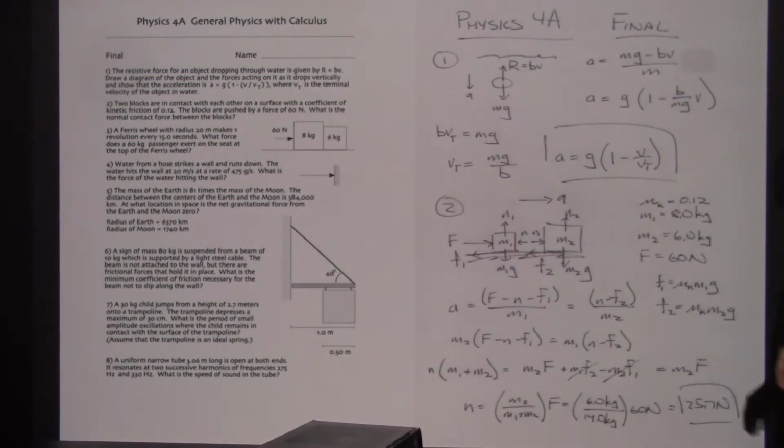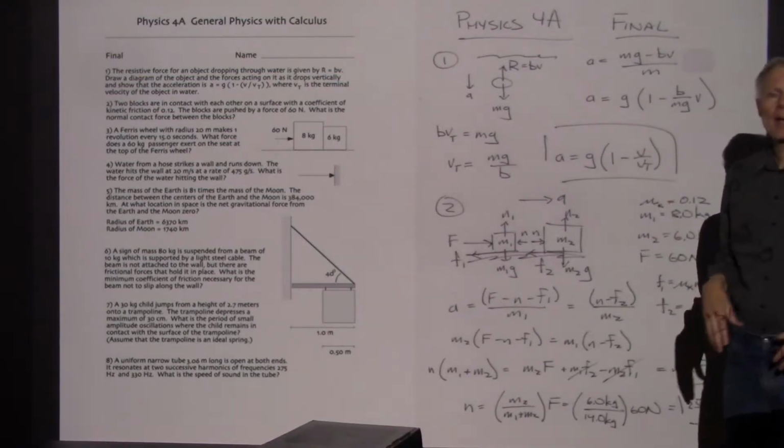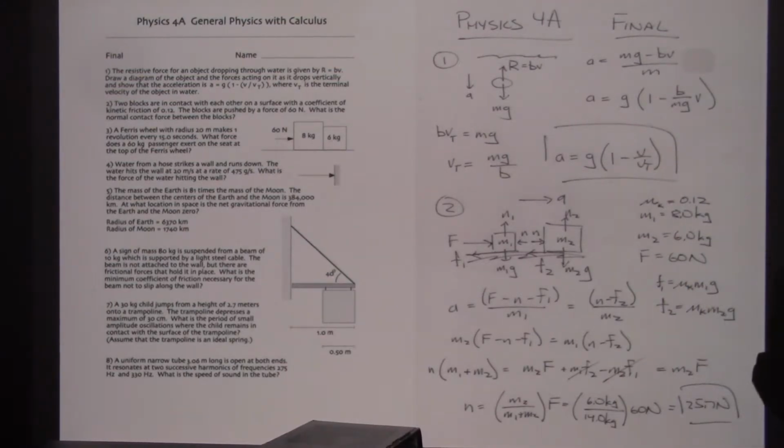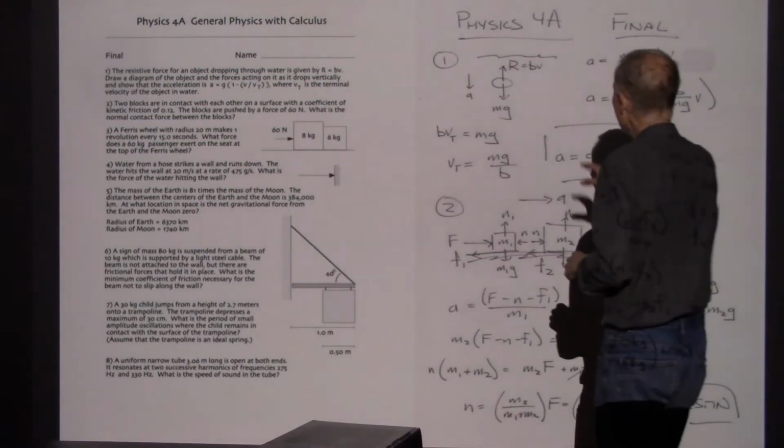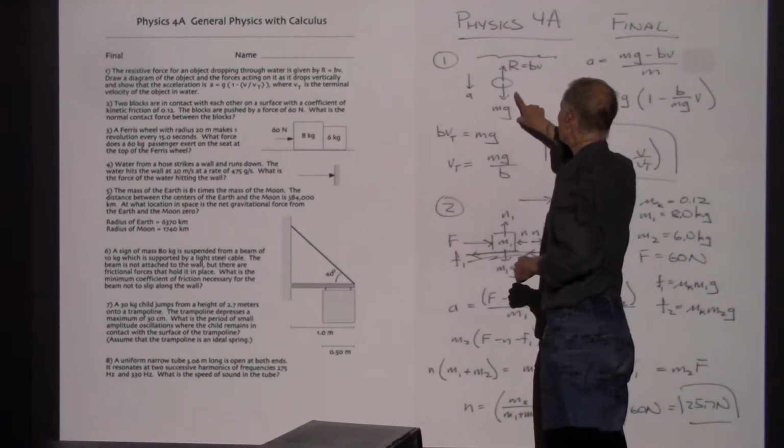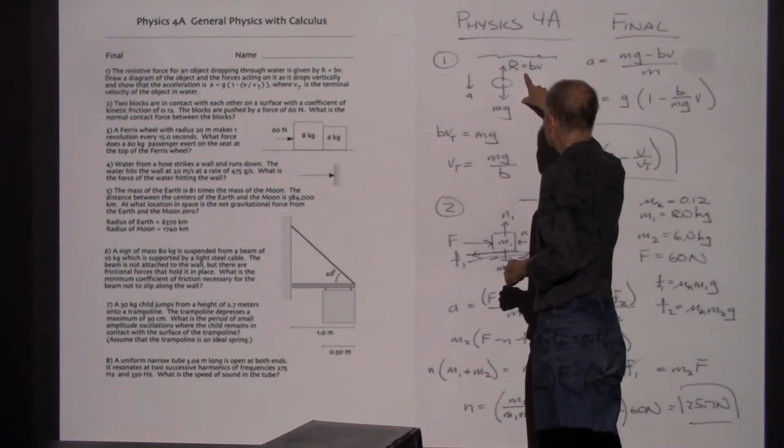But once we have a model like this, it allows us to go in and mathematically make other sorts of predictions about what we might find when an object is moving through a fluid. And so here's the water dropping. There's a gravitational force, there's the fluid resistance force.